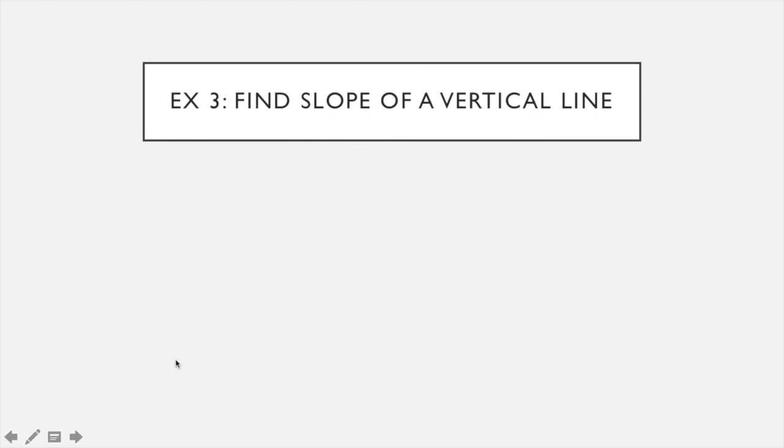Now we see another one where they ask us to find the slope, but notice we don't have any numbers. They just say, what is the slope of any vertical line? Okay, so what do we know about these kinds of lines? There's two kinds of lines you can have. You can have a line that's perfectly horizontal, and you can also have a line that is perfectly vertical. These are the two special cases of lines.